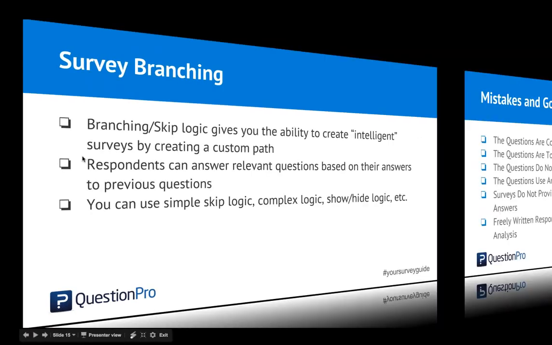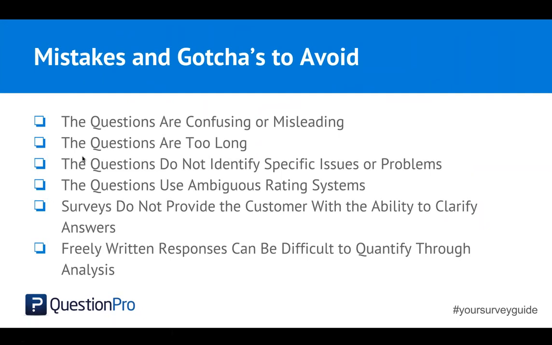So next we'll get into a few things like mistakes and gotchas to avoid when you're still setting up your survey. So you want to avoid questions that are confusing or misleading, questions that are too long, questions that do not identify specific issues or problems, maybe questions that use ambiguous rating systems, surveys that do not provide the customer with the ability to clarify answers, or freely written responses, which can be difficult to quantify through analysis. So I think we've touched a little bit on all of these. You'll see some common themes here: clarity, making sure that the respondents aren't fatigued if your questions are too long or confusing. Your respondents are going to have a lot of cognitive load when trying to complete the survey, and you want to make it the best experience that you can for them. So that's why these things are really important. And we'll wrap up with some of the best practices here, and then we'll get into more different ways you can send out your survey and also analyzing your survey as well.